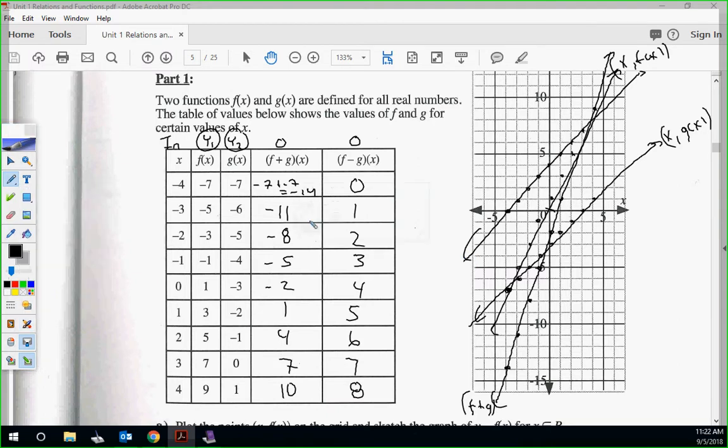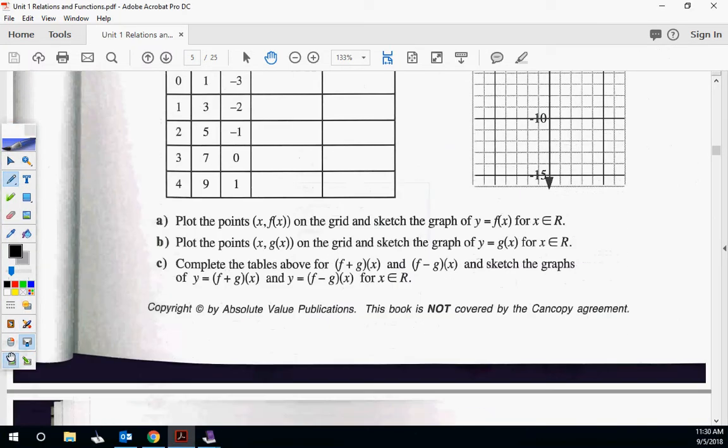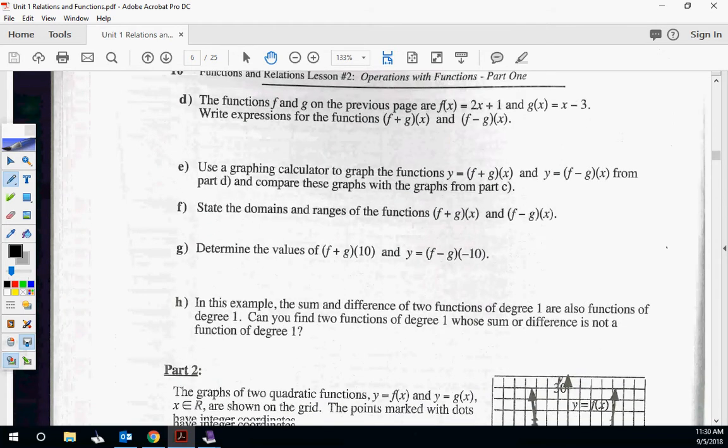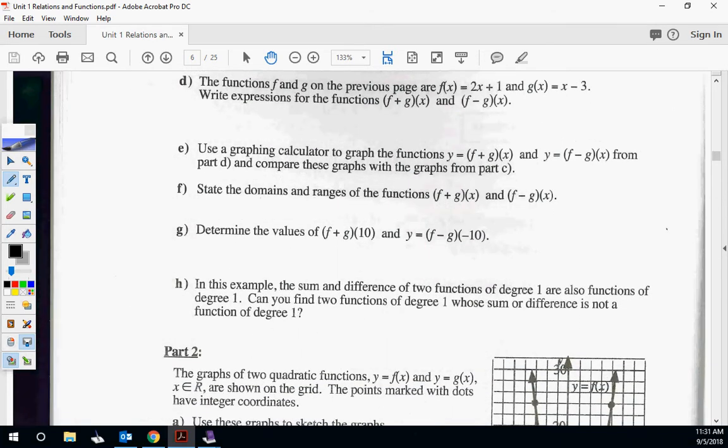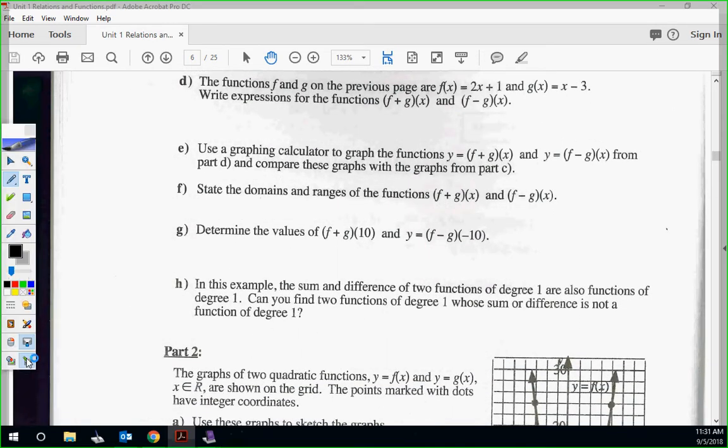Keep going here. All right, so now thinking about the functions f and g on the previous page. So f of x was 2x plus 1, and g of x was x minus 3 if you didn't notice. So f of x had a slope of 2, okay? And then g of x had a slope of 1. We noticed that when we graphed them, right? Up 1 over 1, up 2 over 1.